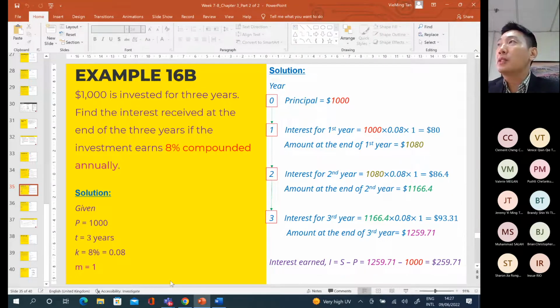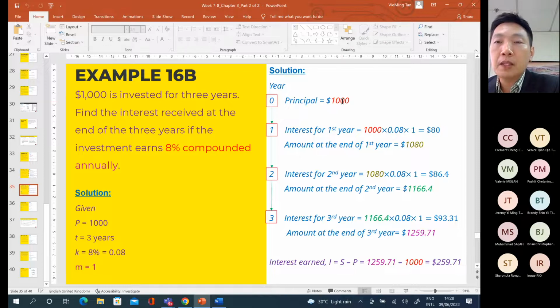So let me use the step-by-step method to calculate the interest earned for 3 years, using the longer method to get the answer. I'll show you the reason: I want to show you the way interest is calculated. For this question, the investment was made at the beginning of year 0 with the principal of 1,000. So we put 1,000 here.